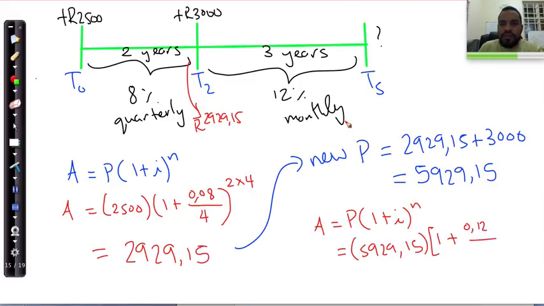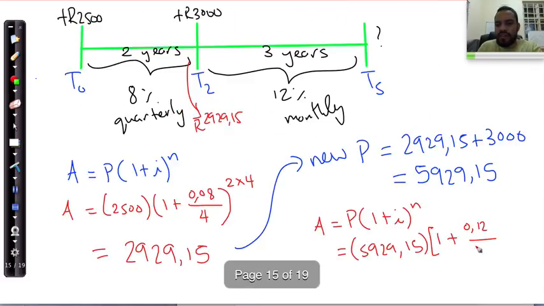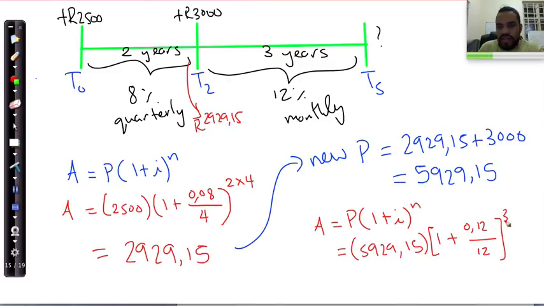And because it is compounded monthly, if I go back, the effect of compounding monthly is going to be divide I by 12 and multiply the number of years by 12. So it's going to be divided by 12, and this is going to be 3 years multiplied by 12. And let's see what we're going to get for that. Okay, and so if we throw that into the calculator, what we'll get is an answer of 6,681 rands and 11 cents. And that's going to be my result.